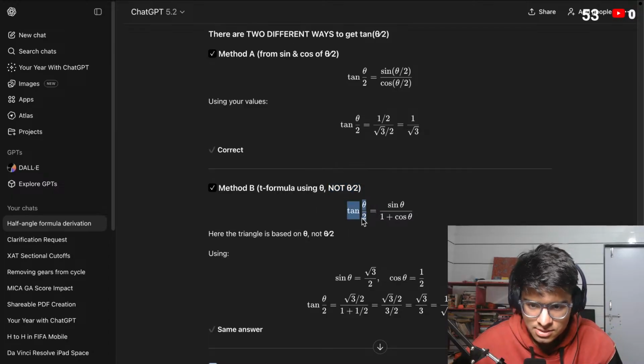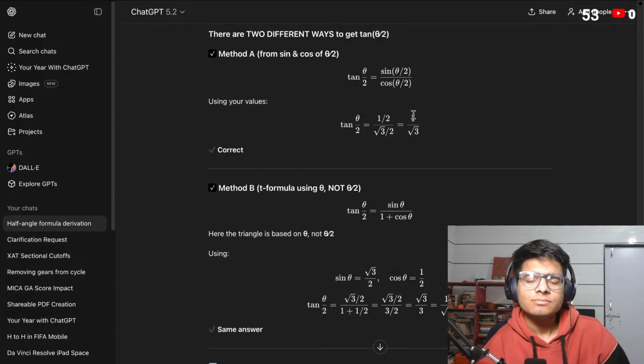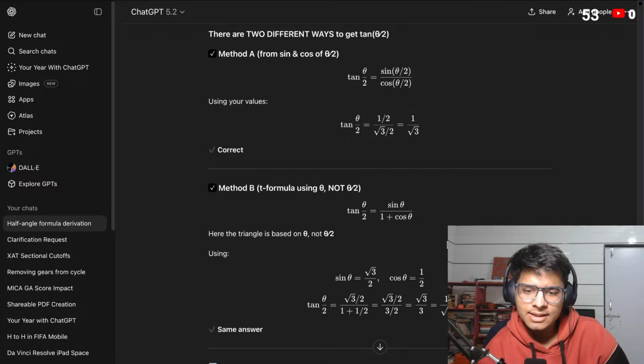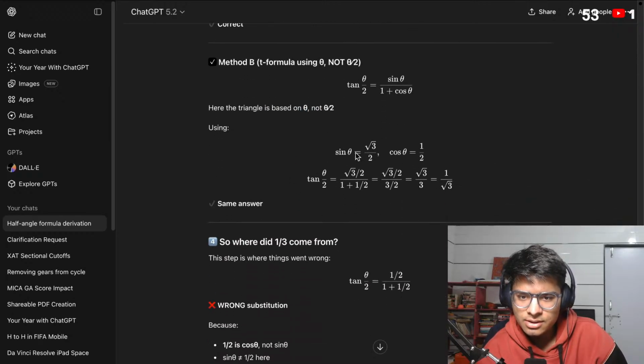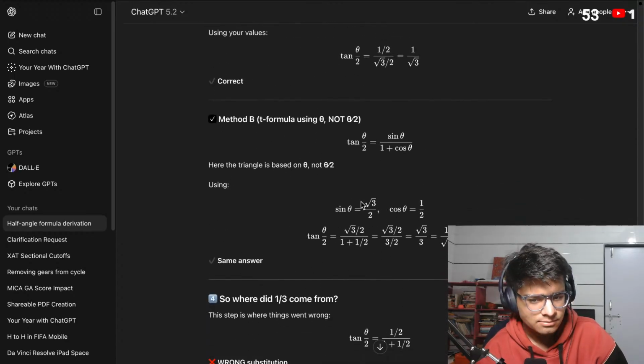Tan theta by 2 is equal to, okay, this is the T formula, sin theta upon 1 plus cos theta. We used theta here and not theta by 2. The triangle is based on theta, not theta by 2, using sin theta and cos theta, and we get this value, the same answer. Did we get the same answer?